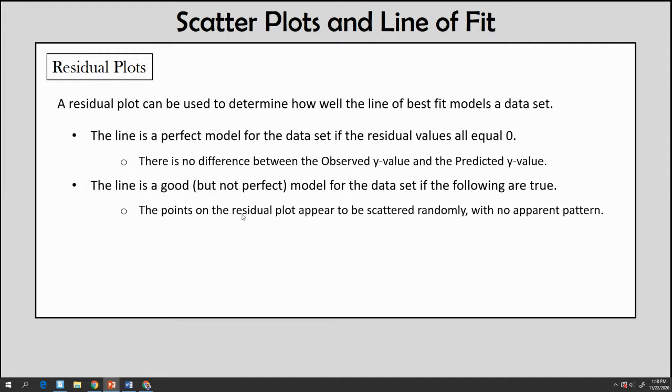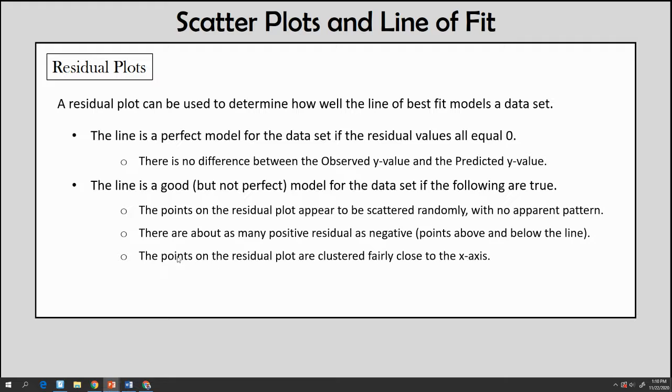Number one, the points on the residual plot appear to be scattered randomly with no pattern to them, a few above, a few below. There are about as many positives as negatives, in other words, above and below, and they don't follow a pattern. They're clustered fairly close to the x-axis.